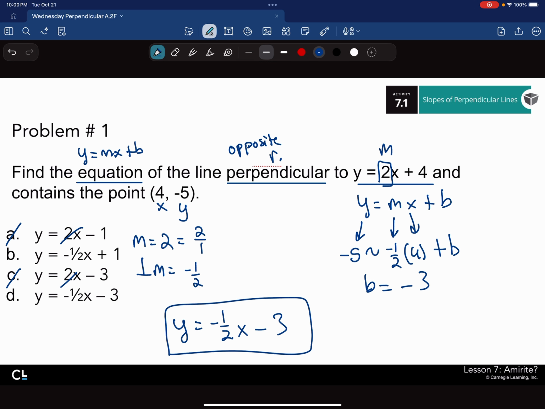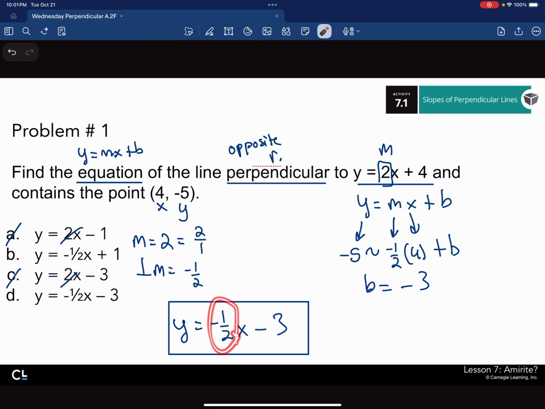This is my answer. So remember, I got my slope from my perpendicular slope, and I got my y-intercept from my new y-intercept after putting it on Desmos. The answer is D.